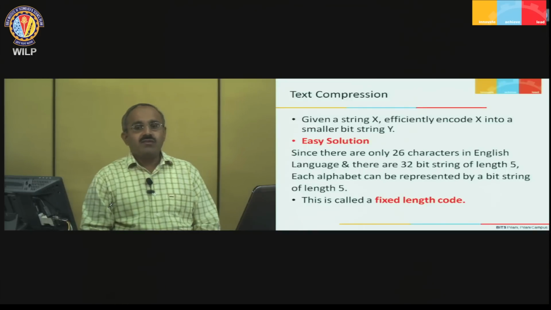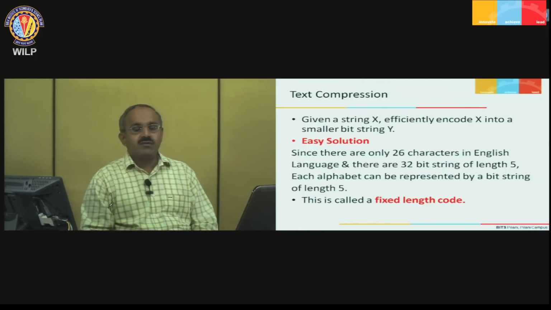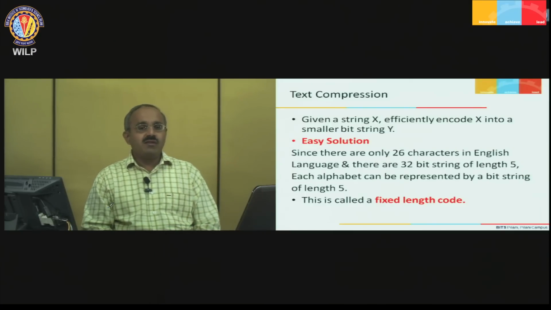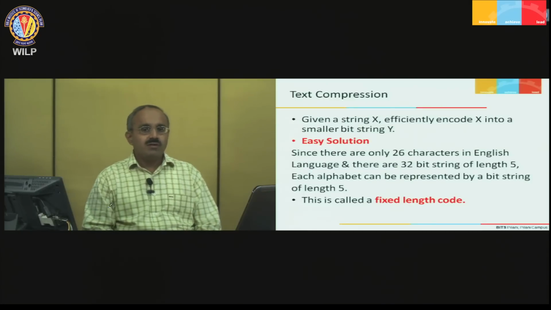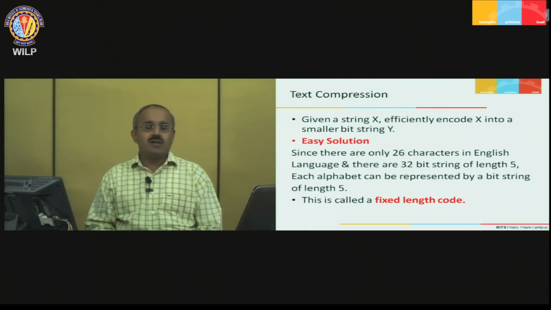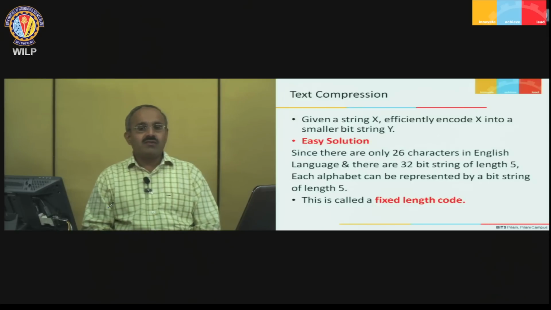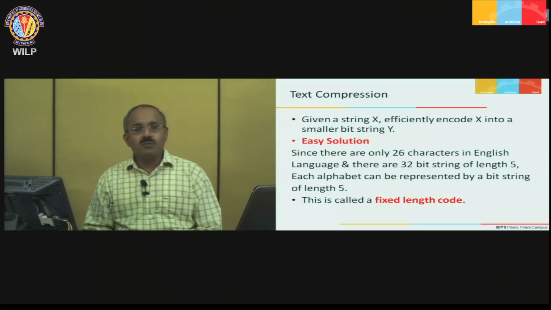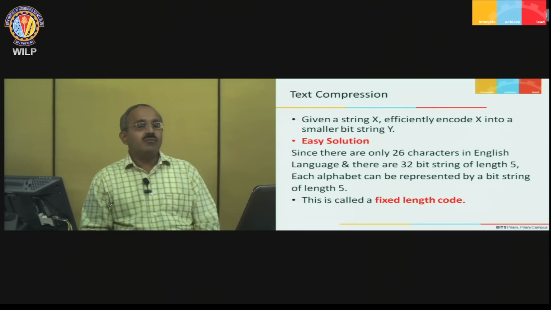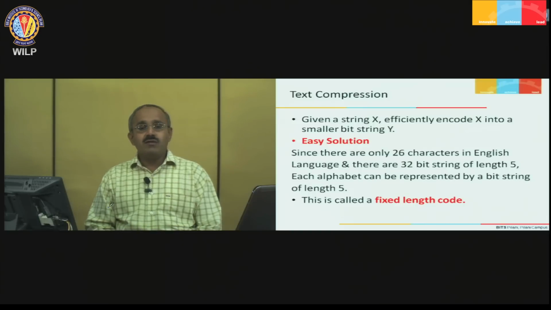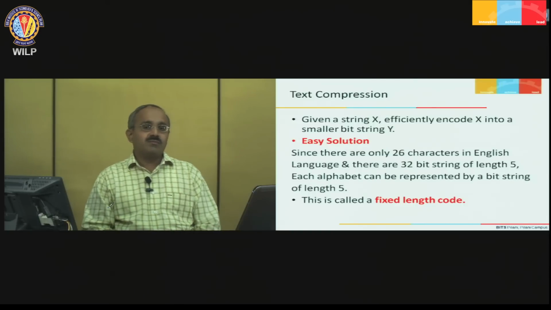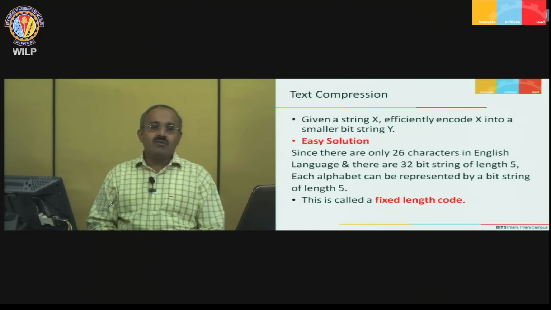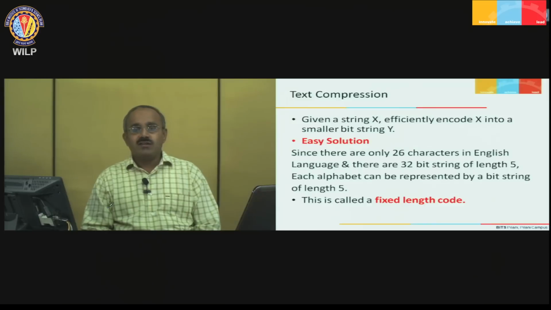So, given a string x, we want to efficiently encode x into a smaller bit string y. Let us assume that the x string that we want to encode is made up of characters from the English alphabet or English language. What we want to do is to encode x into a bit string, that is a string containing zeros and ones and whose length is going to be smaller. So, it is going to be encoded such that the size is smaller. So, you are also looking at security in the way that you are encoding the information and also looking at transmitting data so that the size is smaller.